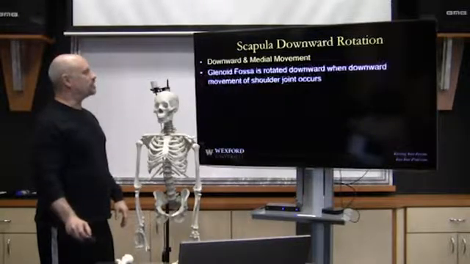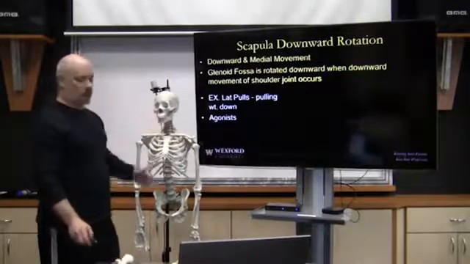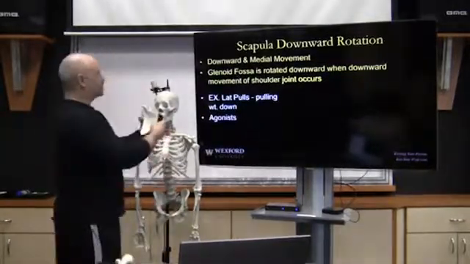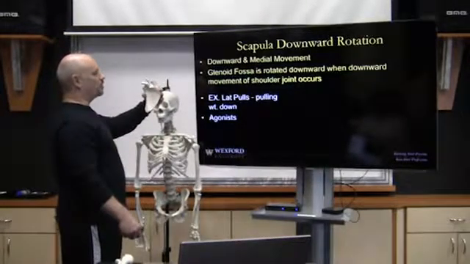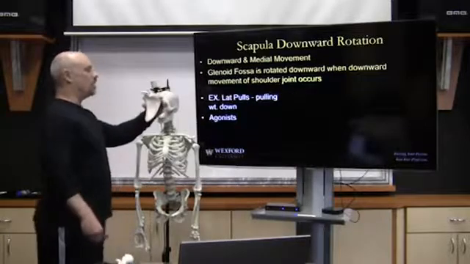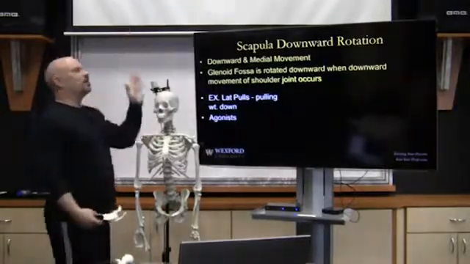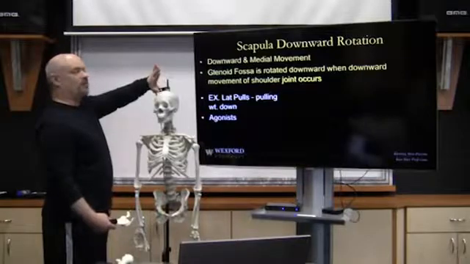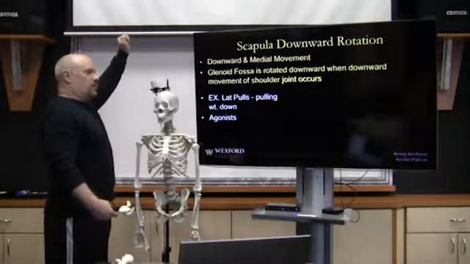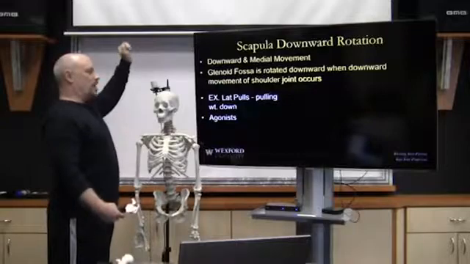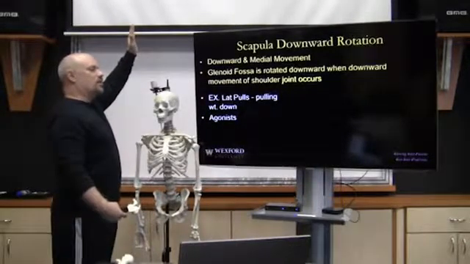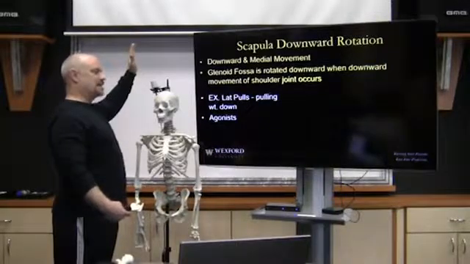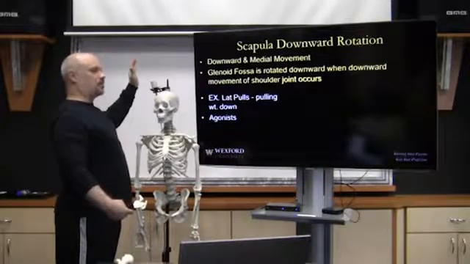Now, downward rotation: downward and medial movement. The glenoid fossa is rotated downward. As we said before, if it's rotated up, it pulls; the glenoid fossa is rotated downward when the downward movement of the shoulder joint occurs, as in pull-ups. What happens is, when you're overhead, you've got the upward rotation. As soon as you start to do a pull-up or lat pull-down, the first thing that happens is you're going to downwardly rotate the scapula and you're going to depress it.